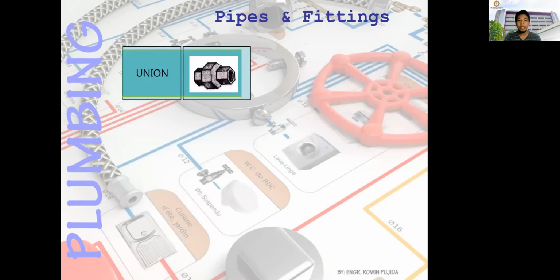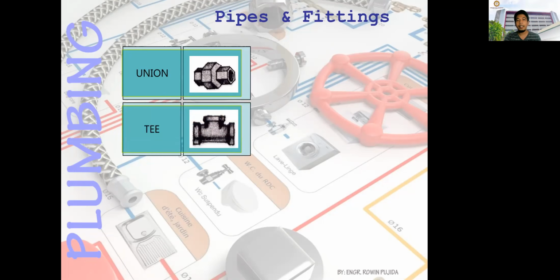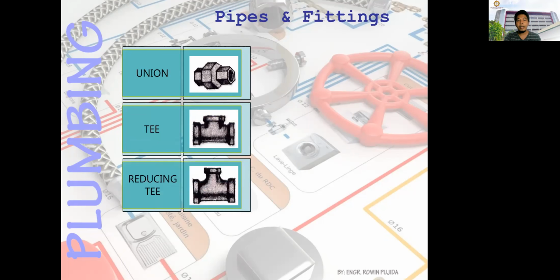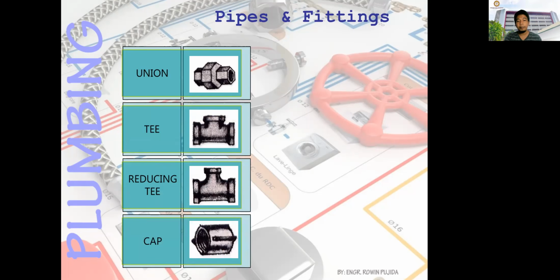Okay, so you have here the union. This connects the two pipes if ever the two pipes cannot be turned. Okay, for embedded pipes, this is used for the connection of the two pipes. And then the T, the reducing T, so you have one end bigger than the other end. Okay. Then the cap. This is where you put the other end of the pipe so that the flow of water may stop.